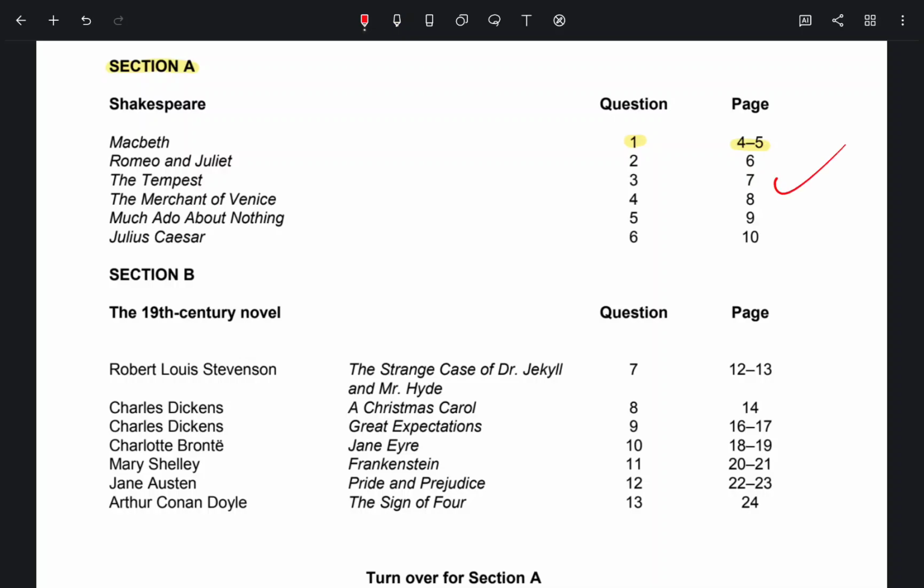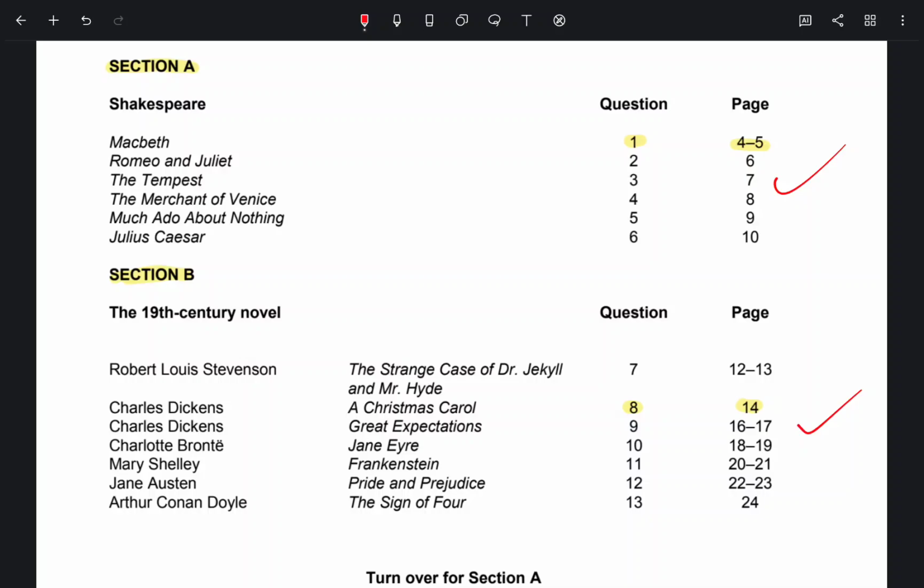And section B, same concept. You are only answering 1 question, but this time it's a 19th century novel. These are the options you have: Jekyll and Hyde, A Christmas Carol, etc. Again, a popular text that schools in the UK cover is A Christmas Carol. So if you are studying A Christmas Carol, that's question 8, page 14. So 2 questions, very straightforward.